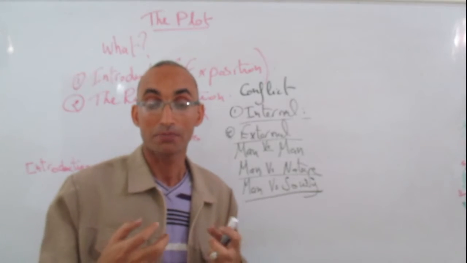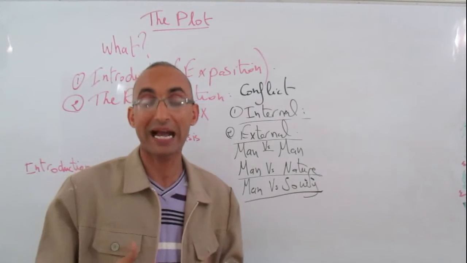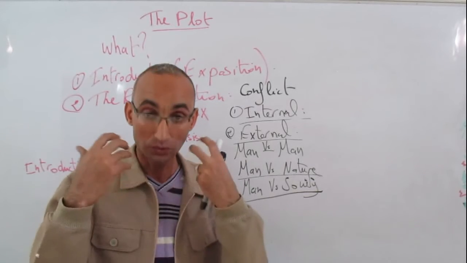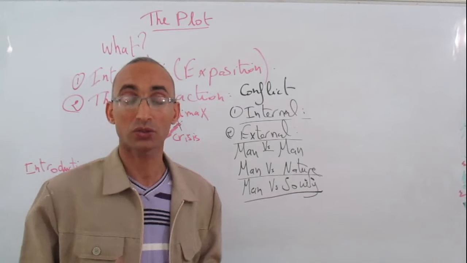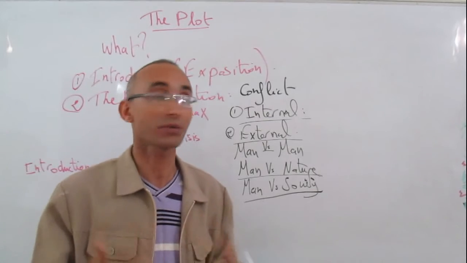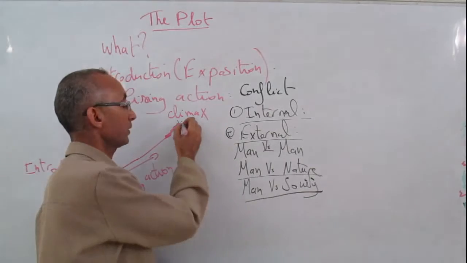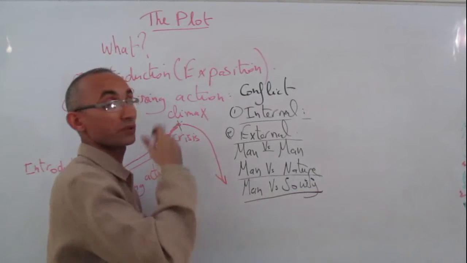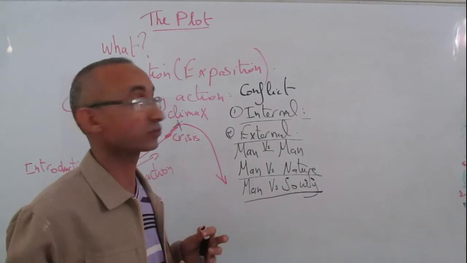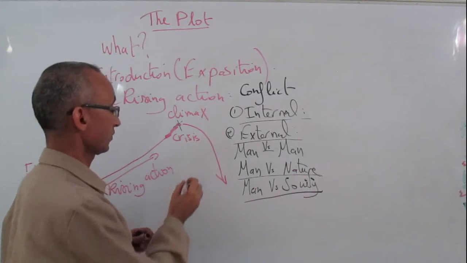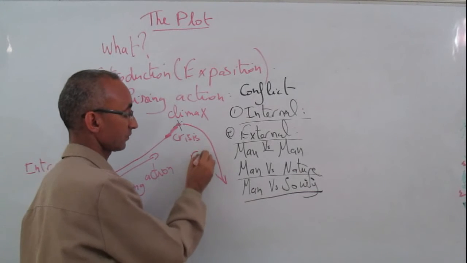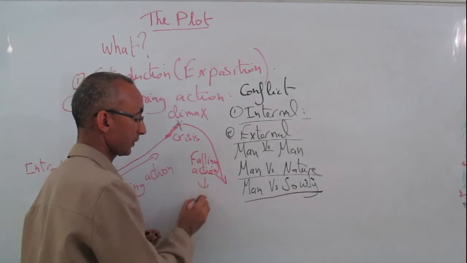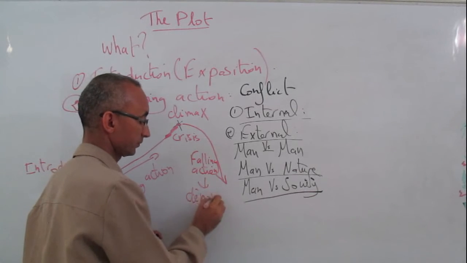Okay, but right after it, directly after the climax, the events and the incidents, or the course or storyline of the story will fall now. Here we witness another stage and another part in the plot structure, which is called the falling action. The falling action, or also it's called dénouement.